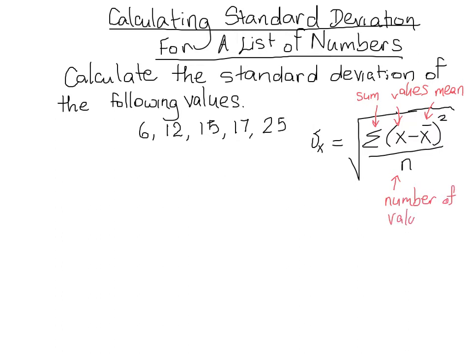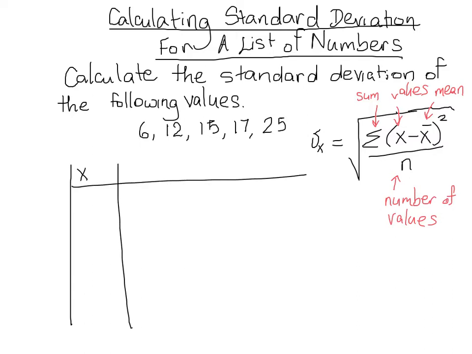Alright, so now that we see what each thing means, whenever I see a formula with the summation sign, I always find it easier to set up a table so I can visualize everything that I'm going to have to find the sum of. In my table, the first column will be my x values, and by x values, I mean the numbers that I was given. So 6, 12, 15, 17, and 25.